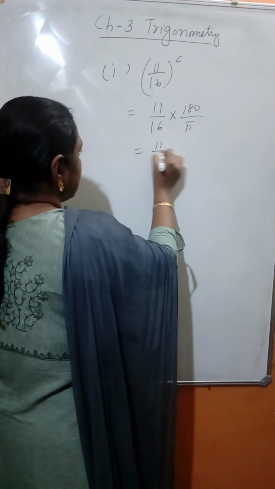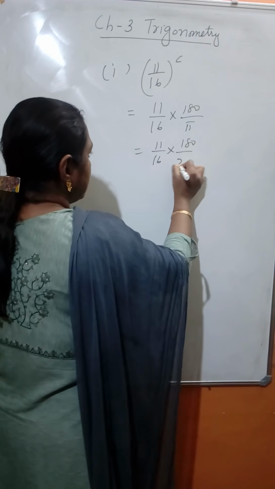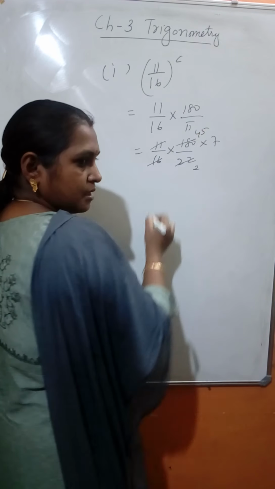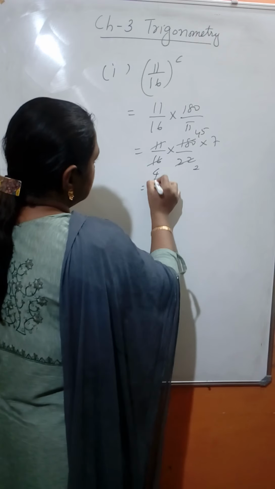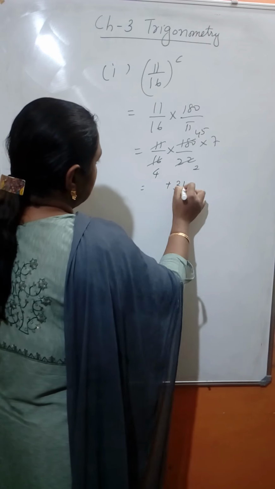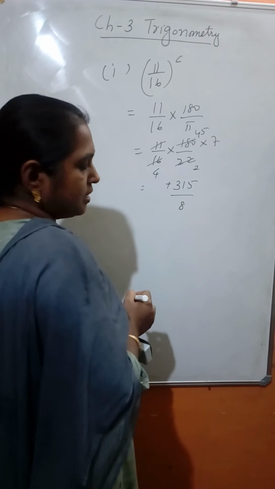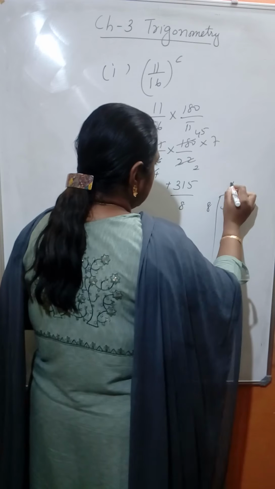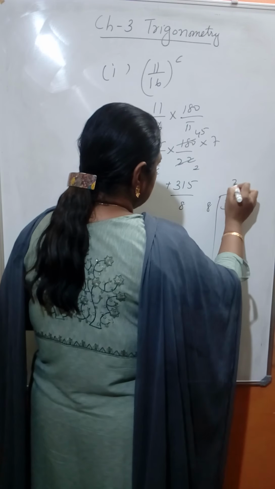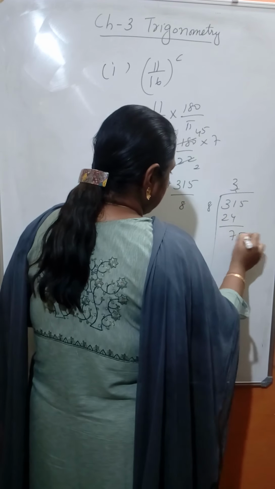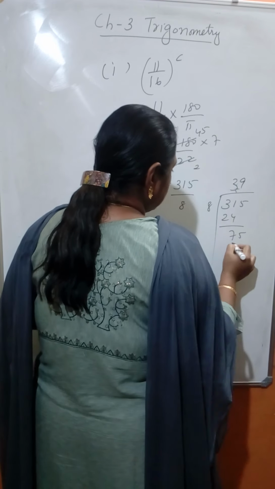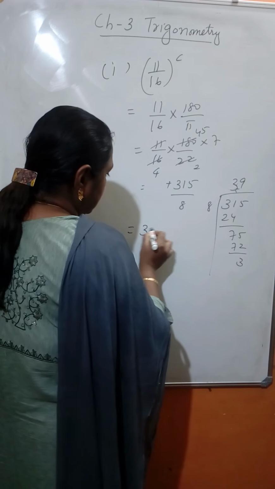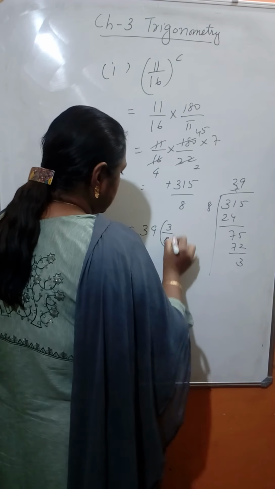And this pi value we can write as 22 by 7. So this is 2. If we divide by this 4, we get plus 315 divided by 8. Now normal division we will do, long division method. 315 will be divided by 8. It is 3 times 8 is 24, 75, which is 9 times, so 72, 3. That is, we can write this as 39 3 by 8 degree.